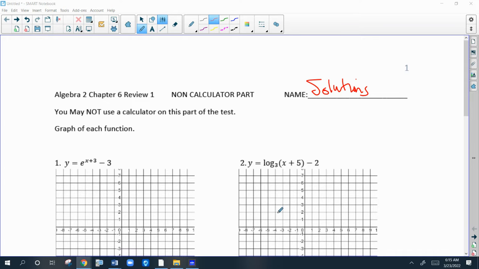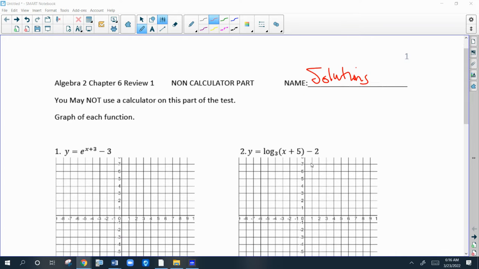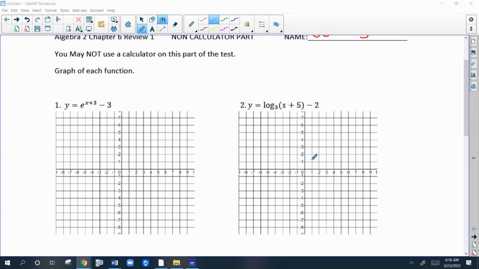All right, here's the first part of the Chapter 6 review. The first one is graphing an exponential function. So your regular exponential function looks just like this.